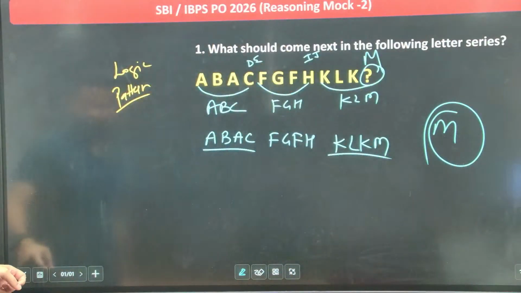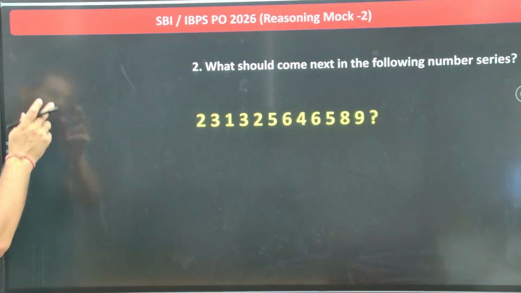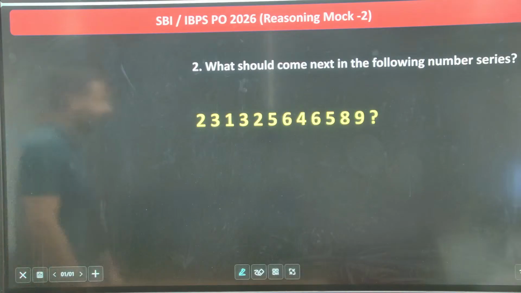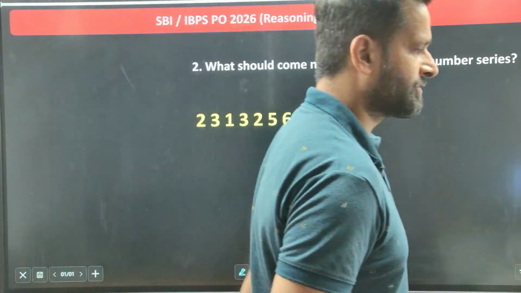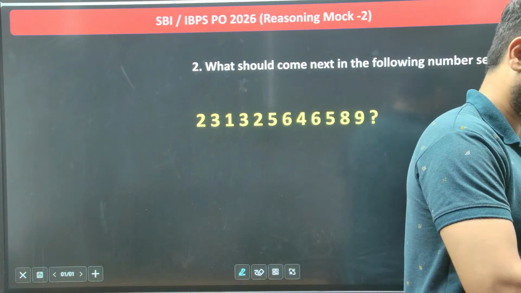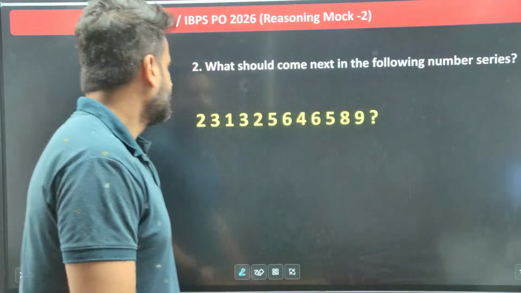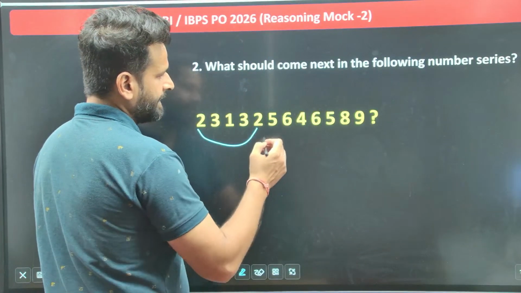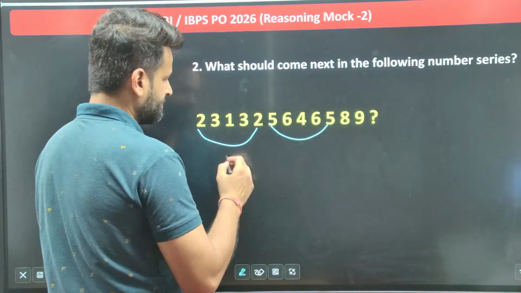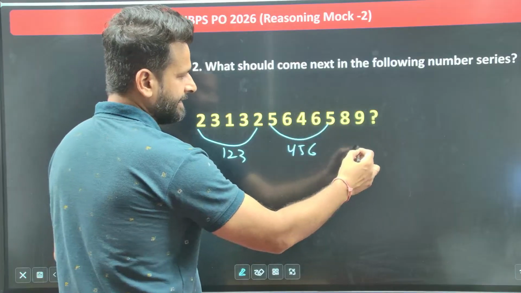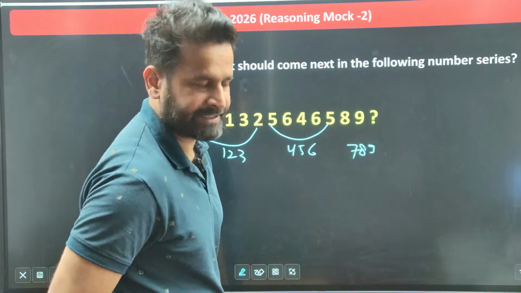Moving forward, next question. This was based on alphabets, the next will be based on numbers. Same logic, same everything. Give it a try. Take 5 seconds. I hope the previous question's solution was clear. Again, I can see 1, 2, 3 getting arranged. Then 4, 5, 6 getting arranged. Then, since it is consecutive, it will be 7, 8, 9.